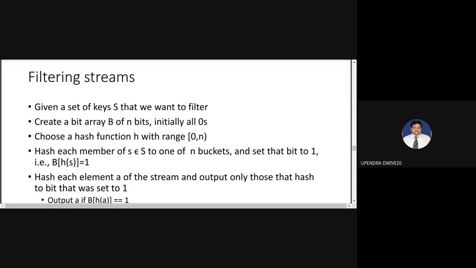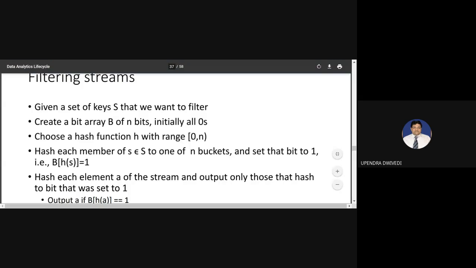Please visualize that you have an email server and your email server is getting a lot of information at one time. Now you have to identify certain information which is similar to a certain set of keywords or a certain set of rules or features. So how can we do that? Suppose we have a set of keys S. So these are the features we want to filter out from the stream.